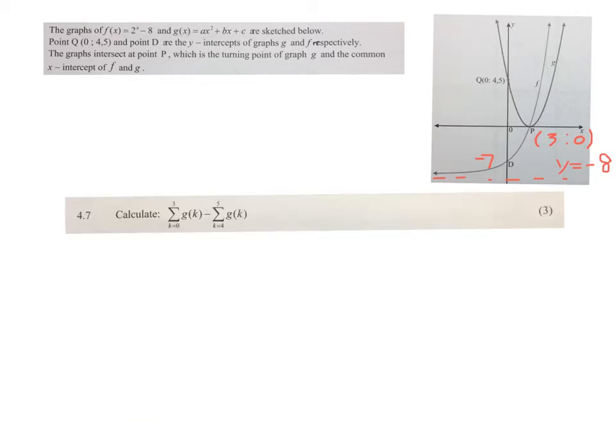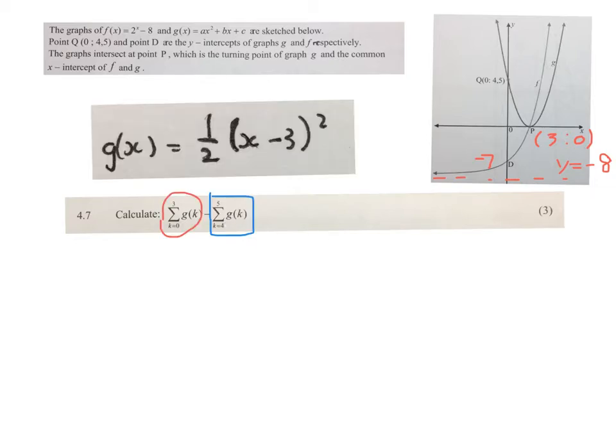Next, they ask us to calculate this for 3 marks. The simplest way to understand this is that I'm going to work out the answer in the red circle, then I'm going to work out the answer in the blue box, and then subtract them from each other. What it's actually saying is take a 0, plug it in the place of x there, get an answer, put a 1 in there, get an answer, put a 2 in there, get an answer, and put a 3 in there and get an answer. Then add all of them and get my final answer.